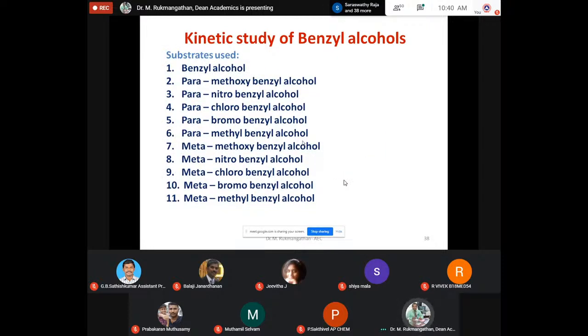I have already told you the substrates that we have chosen for this sample study. It is benzyl alcohol, which is the parent compound. Then there are 5 para derivatives: para methoxy benzyl alcohol, para nitro derivative, para chlorobenzyl alcohol, para bromo benzyl alcohol, para methyl benzyl alcohol. Then the meta derivatives of all these 5 compounds: meta methoxy benzyl alcohol, meta nitro benzyl alcohol, meta chlorobenzyl alcohol, meta bromo benzyl alcohol, and meta methyl benzyl alcohol. Sorry, methyl benzyl alcohol. Yes.